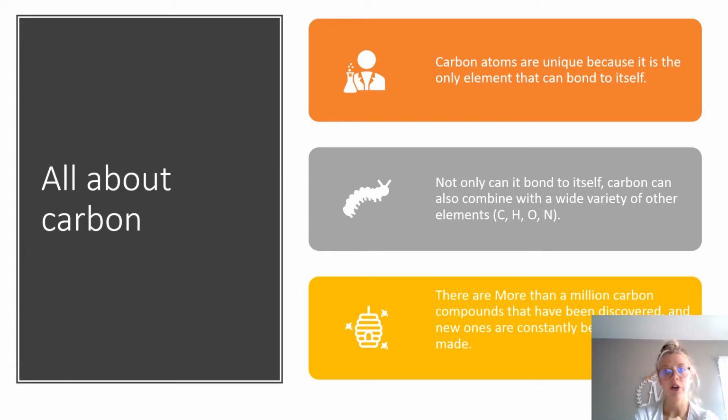Carbon atoms are unique because they are the only element that can bond to itself. Not only can carbon bond to itself, but it can also combine with a large variety of other elements. Some examples include carbon, hydrogen, oxygen, and nitrogen. In addition, there are more than 1 million carbon compounds that have been discovered, and there are new compounds that are constantly being artificially or synthetically made.